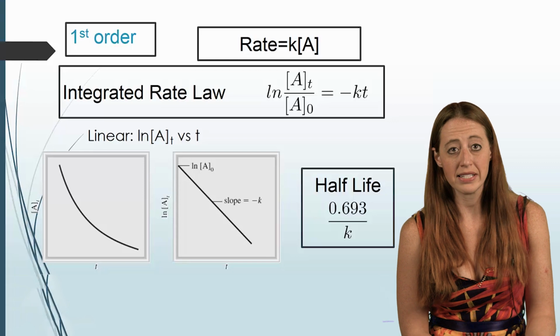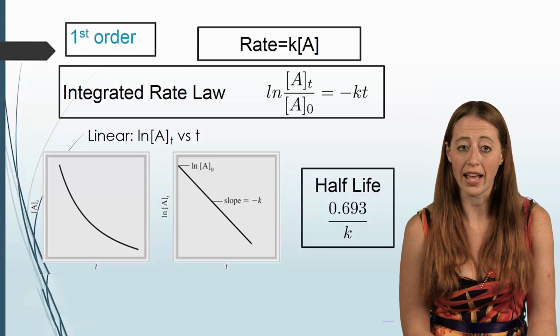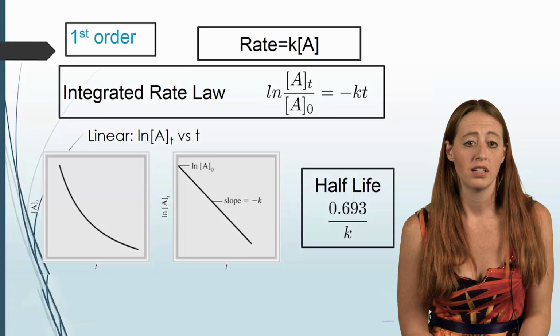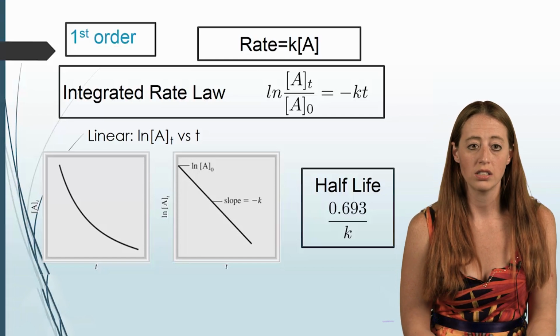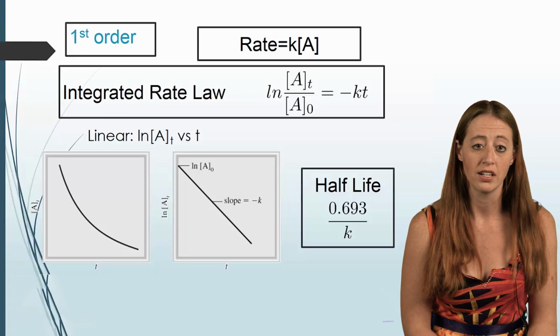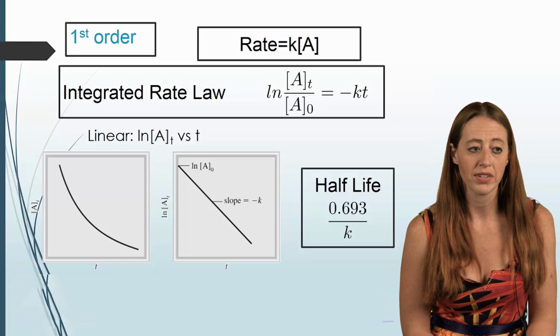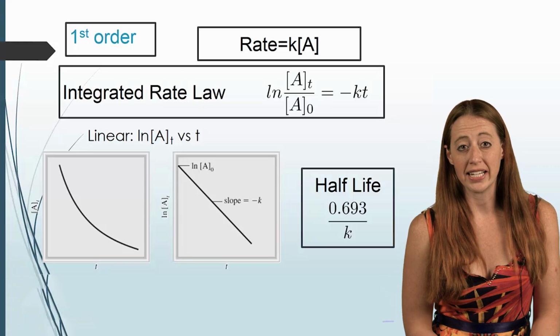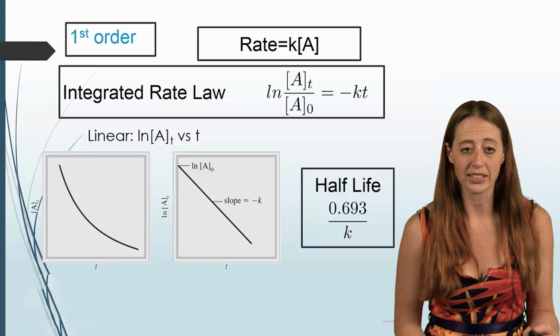So we have our rate is equal to k times the concentration of A. We have our integrated rate law, which is the natural log of A_t, or our concentration at time t, over our initial concentration, and that's equal to negative kt. So if we just graph this, we get a natural logarithm graph, which is not particularly easy to deal with.